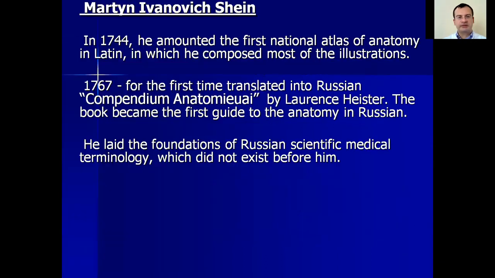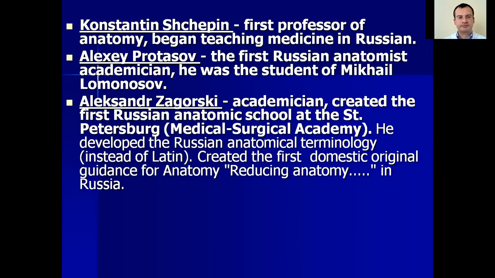Martin Ivanovich Shein. In 1744, he prepared the first national atlas of anatomy in Latin, in which he composed most of the illustrations. He, for the first time, translated into Russian the Compendium Anatomicum by Lorenz Heister. The book became the first guide to anatomy in Russian. He laid the foundations of Russian scientific medical terminology, which did not exist before him.